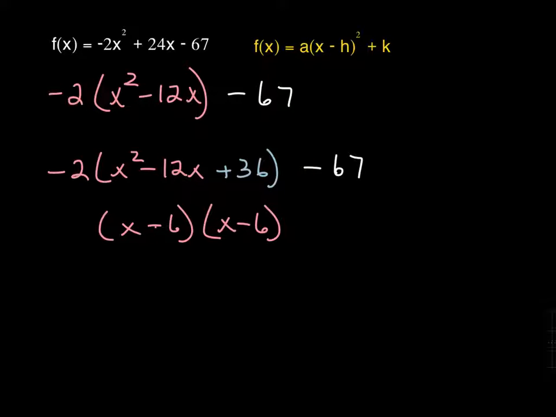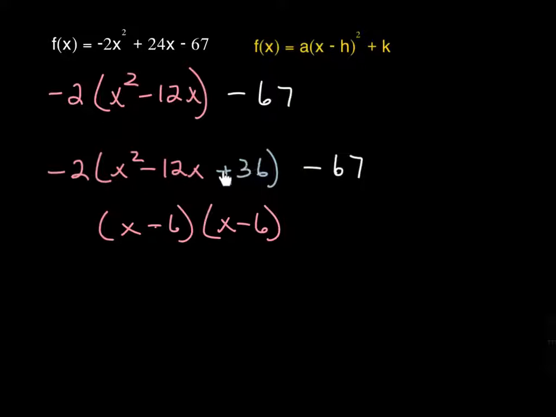Because when we FOIL it, we see that we get the x squared. Our firsts give us the x squared. Our outsides, x times negative 6, gives us a negative 6x. Our insides, negative 6 times x, gives us a negative 6x. And combined, that gives us that negative 12x. And then our last terms, negative 6 times negative 6, gives us that positive 36.